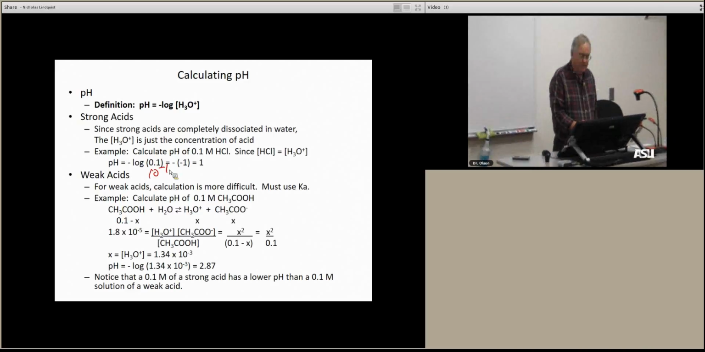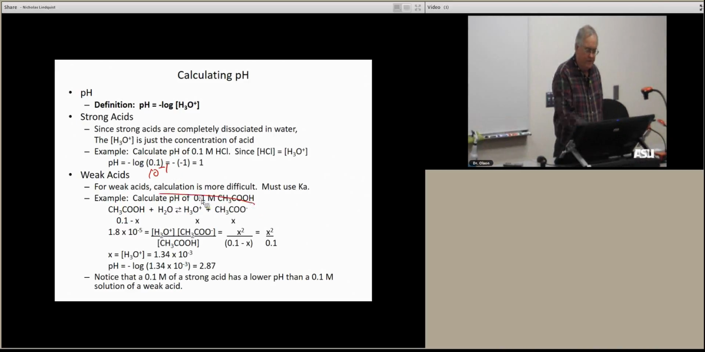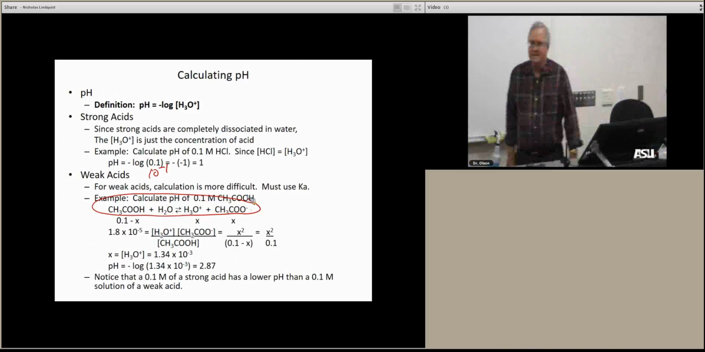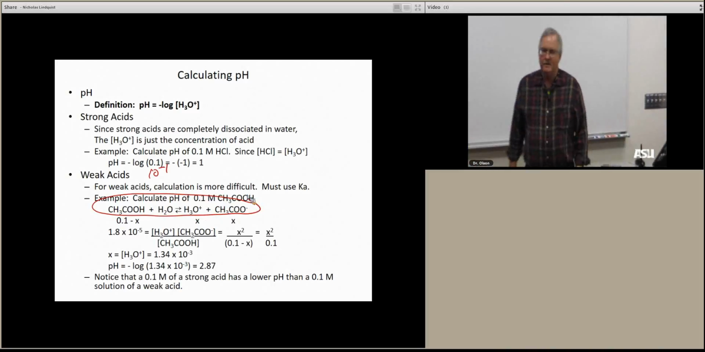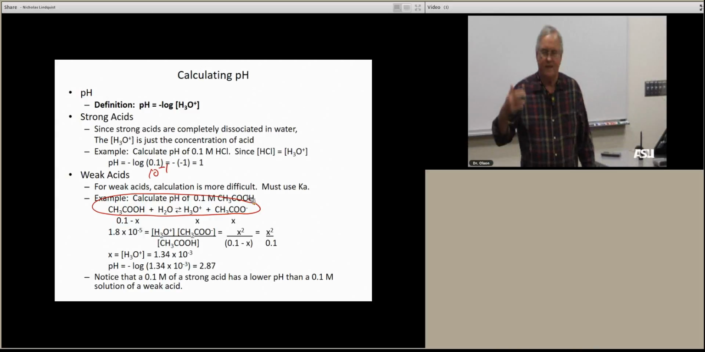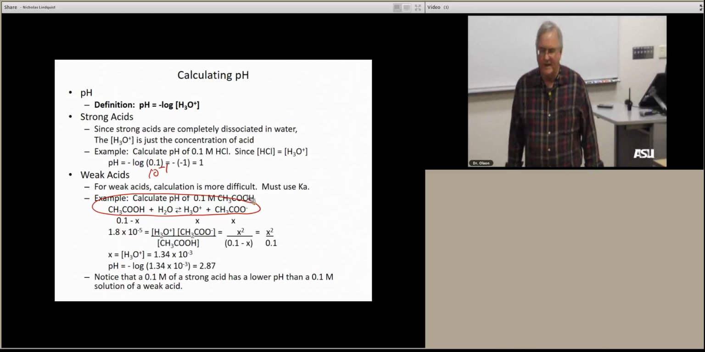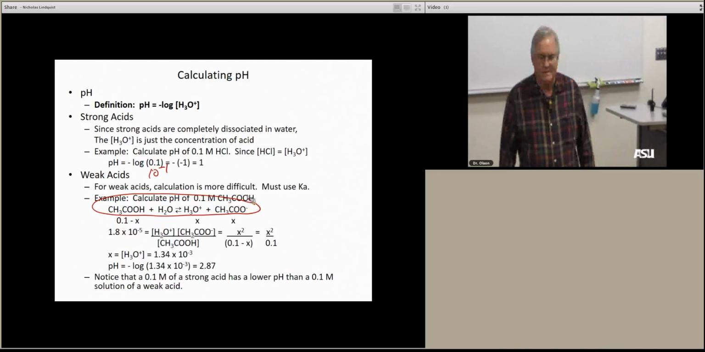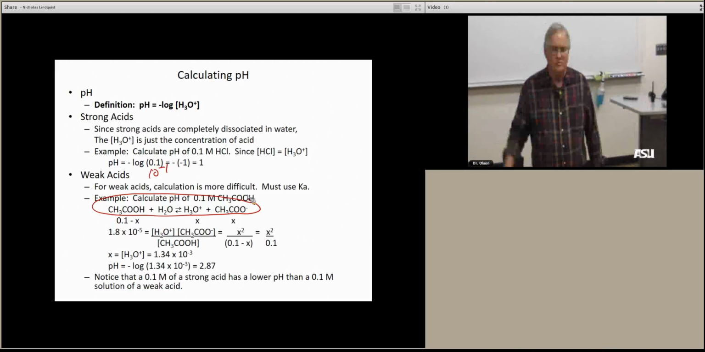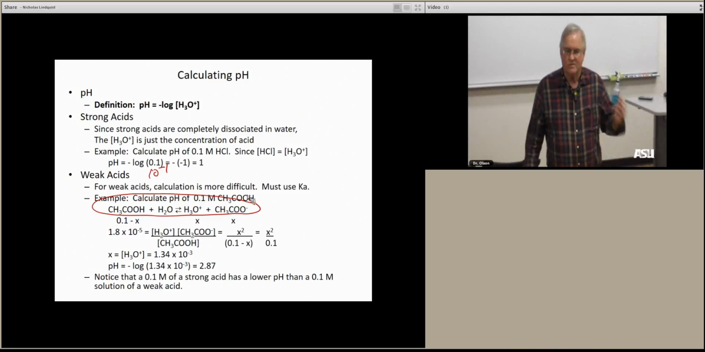Now, what happens when we move to a weak acid? Well, in the case of a weak acid, we have to think in terms of an equilibrium. So here's my equilibrium. This is acetic acid reacting with water to produce hydronium ion and the acetate ion. But this equation doesn't go to completion. So if I tell you that I have a 10th molar solution of acetic acid, I can't assume that I have a 10th molar H3O+ concentration because it doesn't go to completion.